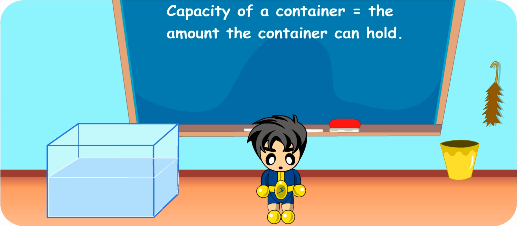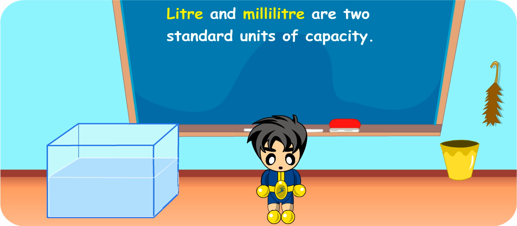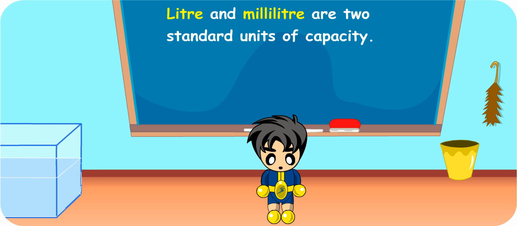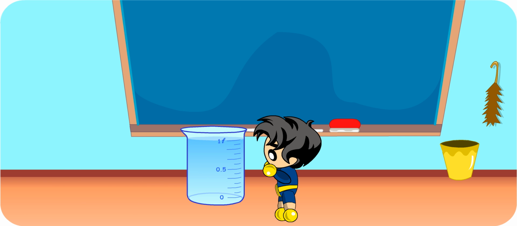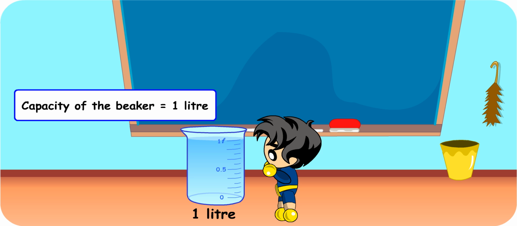Capacity of a container is the amount it can hold. Litre and milliliter are two standard units of capacity. For example, here is a beaker. This beaker can hold 1 liter of water. So the capacity for the beaker is 1 liter.